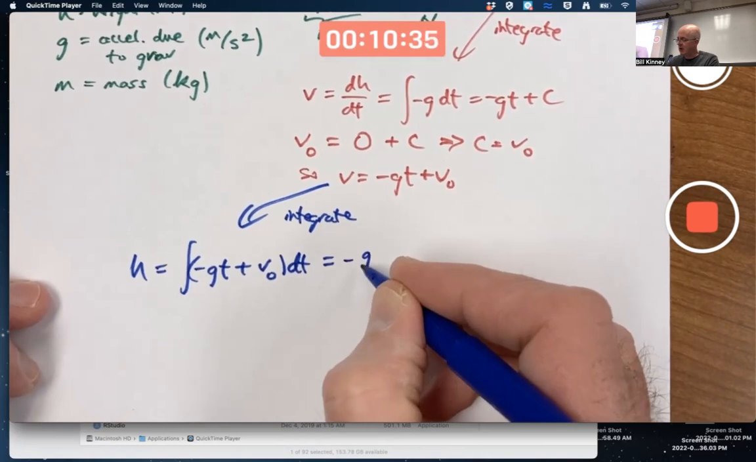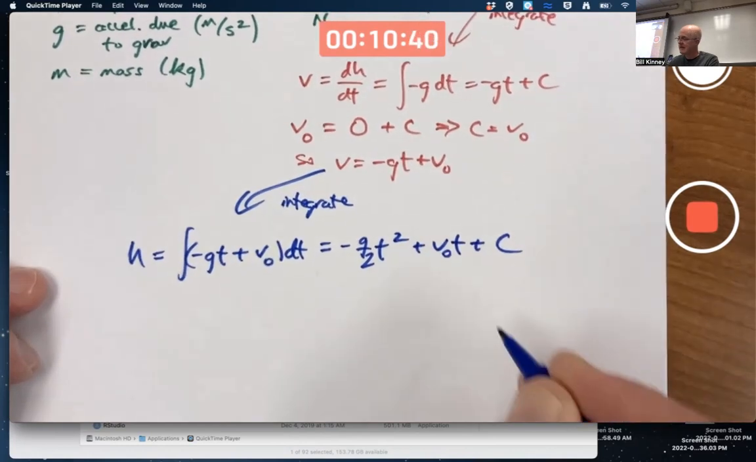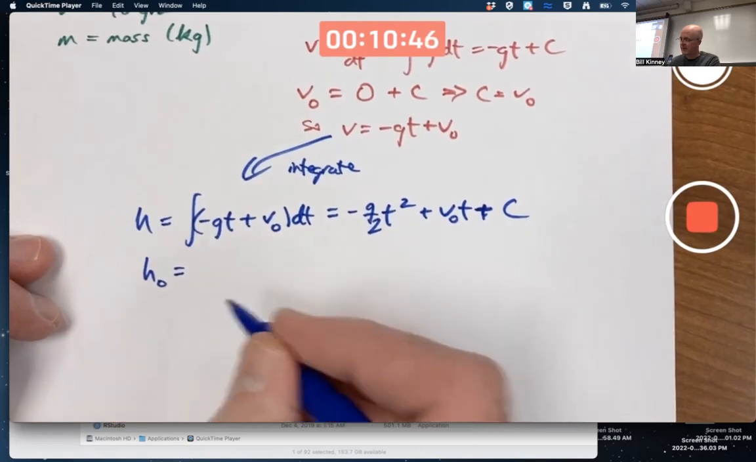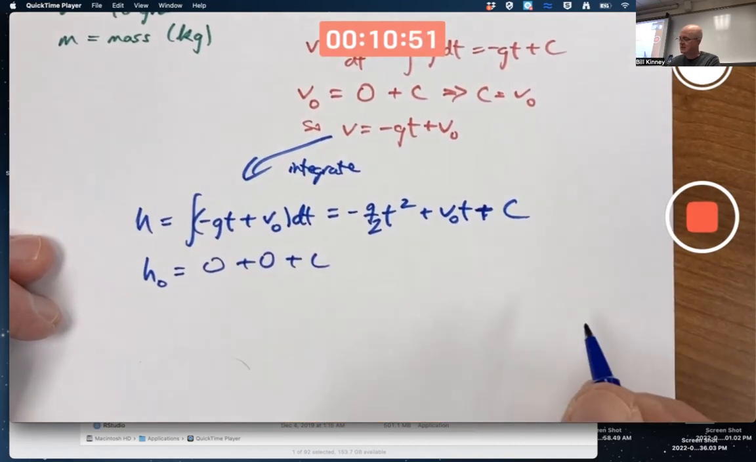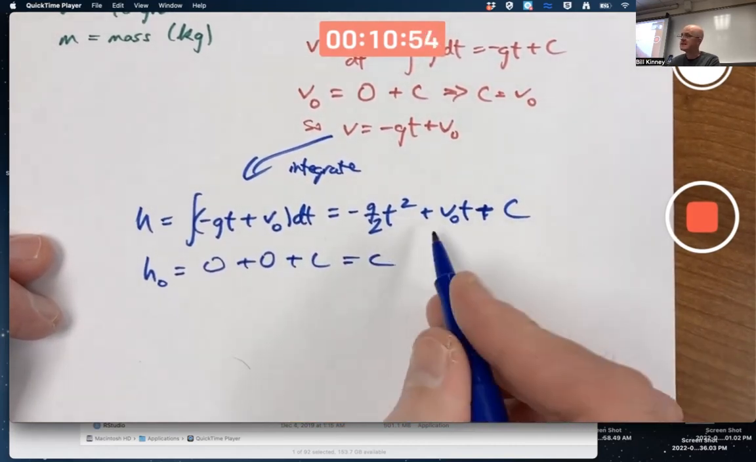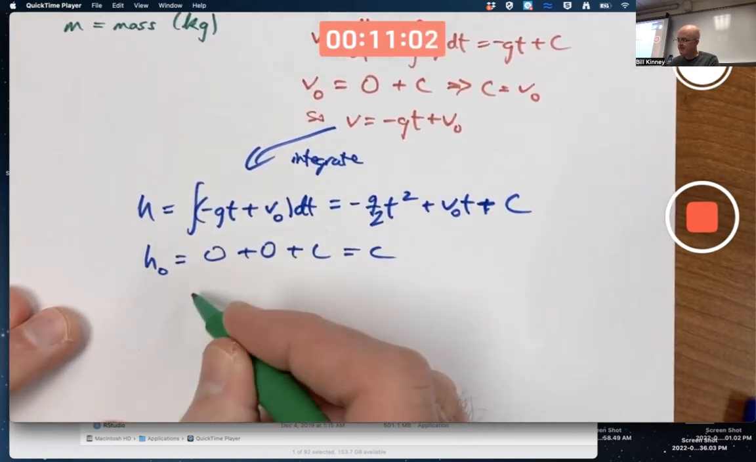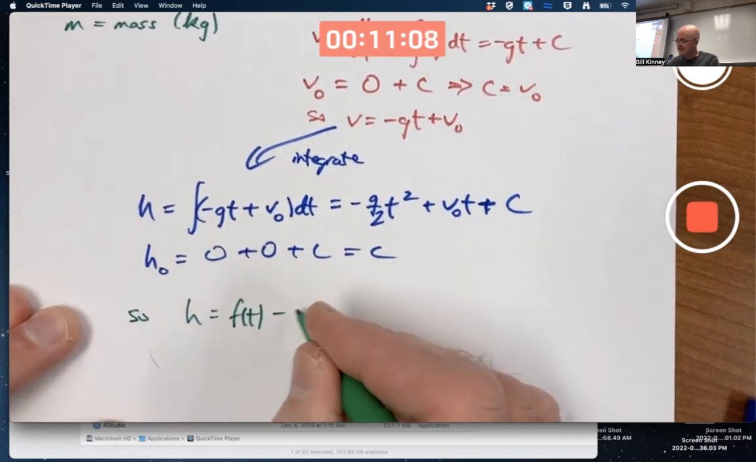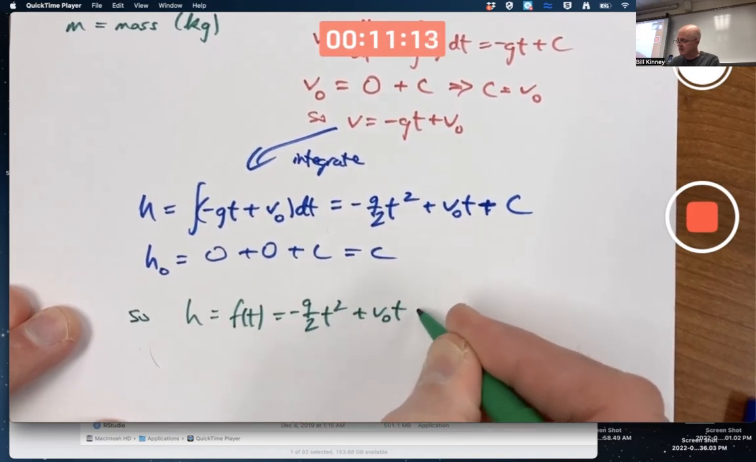That'll be negative g over 2 t squared plus v naught t plus some constant c. But that constant c, once again, has to be the same as the initial value, because when you plug in 0 into the right side, you just get c. Right? Replace t with 0, you just get c. Therefore, the final answer for the height as a function of time, call it, say, f of t, is negative g over 2 t squared plus v naught times t plus h naught.